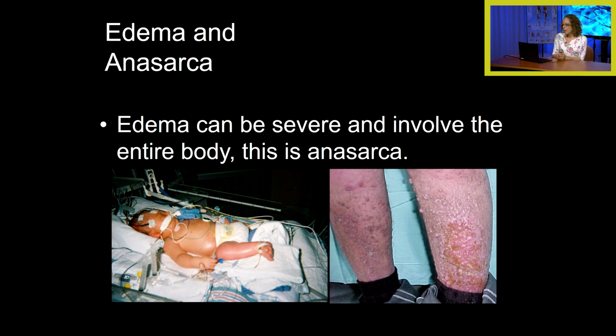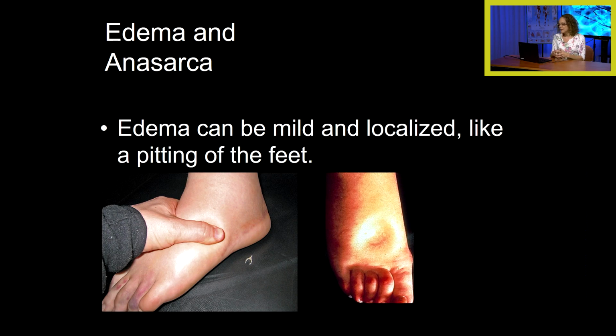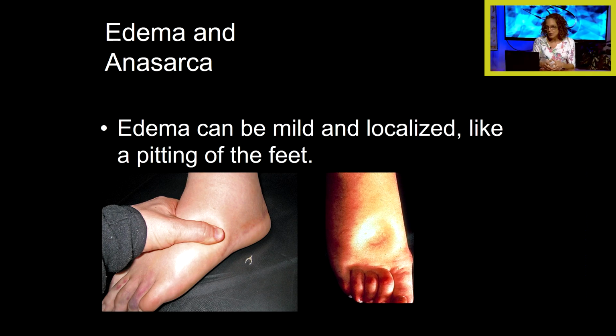So here we see a baby with anasarca, and notice how the baby's skin is kind of shiny and taut. Notice in the other image, you see someone with lower extremity edema where there's weeping. The fluid is actually weeping through their skin because it's in their lower extremities. And so edema can be mild and localized, like pitting edema in the feet. And so pitting edema is graded a +1, a +2, a +3, or a +4.